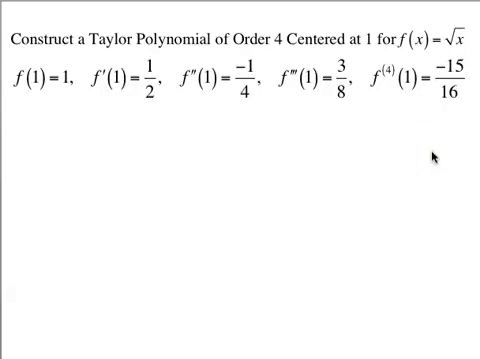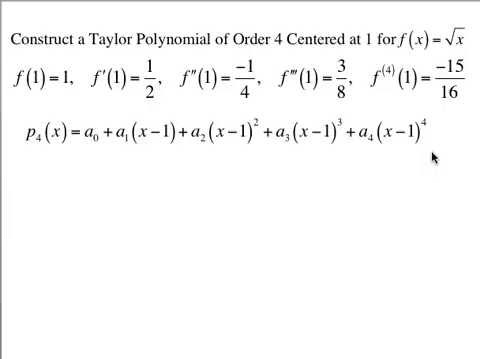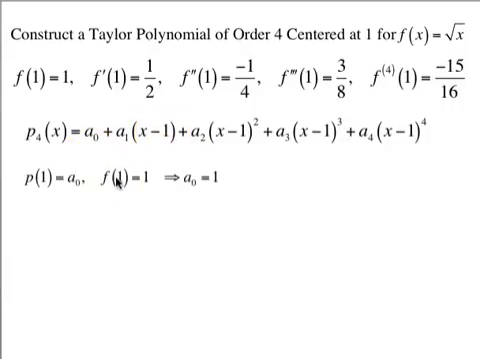Now we have to remember what our polynomial is going to look like. It looks like this. If we plug 1 in, this becomes 0 because 1 minus 1 is 0. This becomes 0, this becomes 0, and this becomes 0. So p of 1 will just leave a sub 0. f of 1 is 1. We want these to match, so a sub 0 will equal 1.